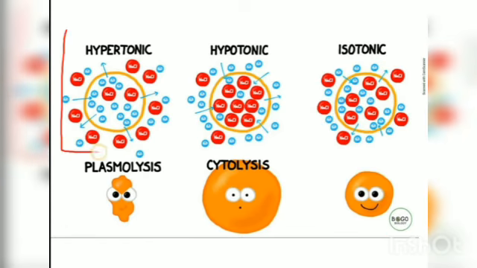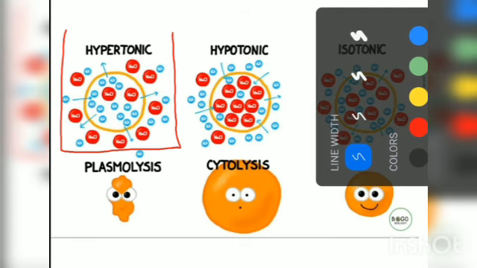Hyper means more solute concentration. If the solute concentration is more in the solution, this type of solution is called a hypertonic solution. If we place our cell into it, then our cell will lose water and decrease its volume, and that condition is called plasmolysis of the cell. Understood?